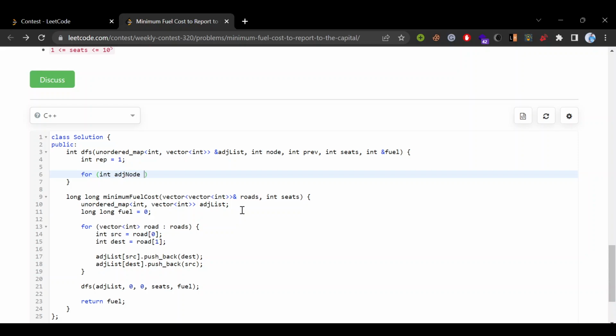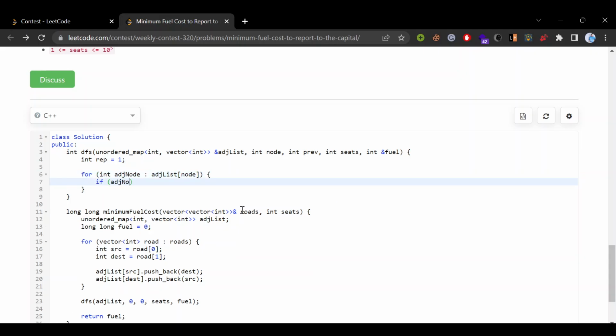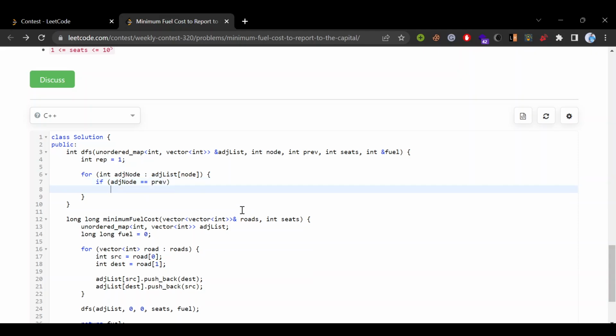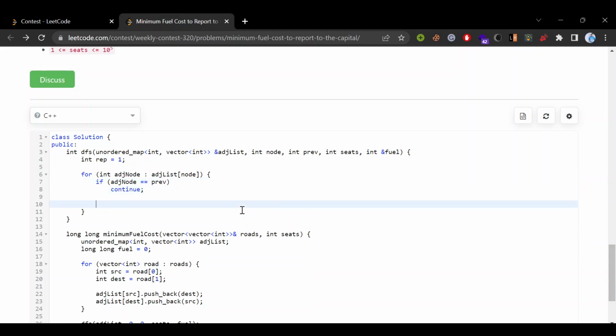So I will say adjacent node from adjacency list of this node, all the adjacent nodes. Now if the adjacent node is equal to the previous node, then simply continue because we don't want to end up in a cycle. Otherwise, representatives will be plus equal to the further DFS calls that I will make, and that will be adjacency list as it is. Then we need a node. Okay, so now the current node is going to be adjacent node and the previous node is going to be node, and seats variable as it is and fuel variable as it is.